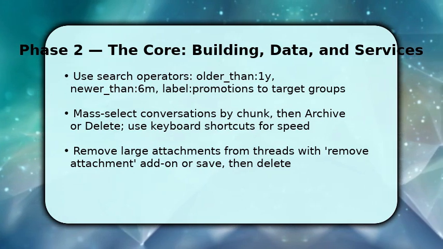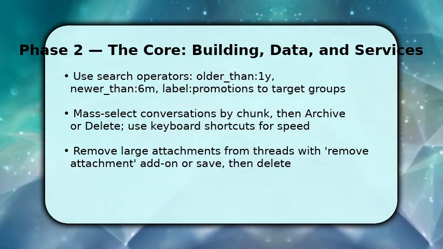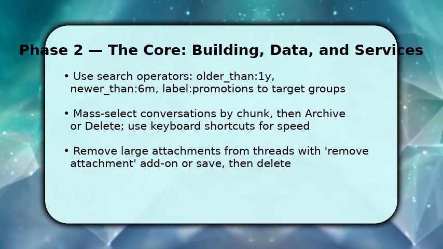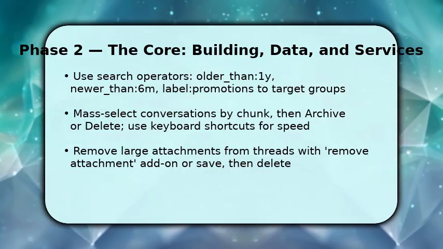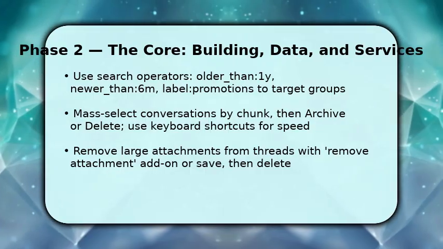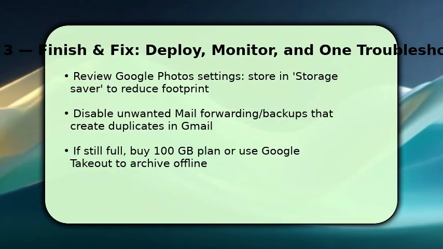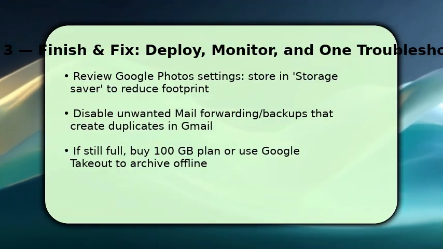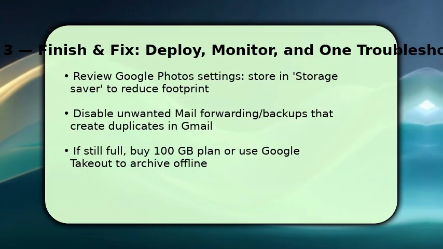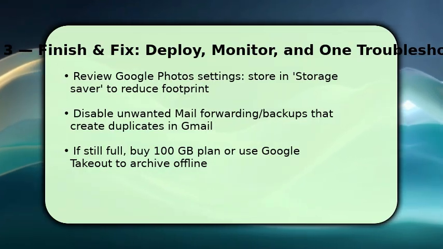This prevents accidental over-deleting. To finish, you stop future growth and consolidate existing data. Check Google Photos and switch to Storage Saver if quality trade-offs are acceptable, so photos stop ballooning Gmail-related storage. Also review email forwarding and automatic backups that deposit duplicates into your inbox.